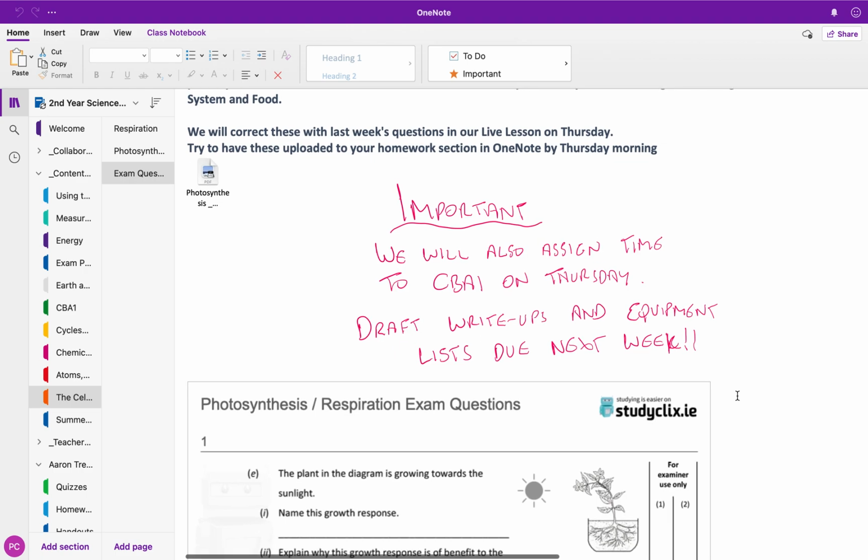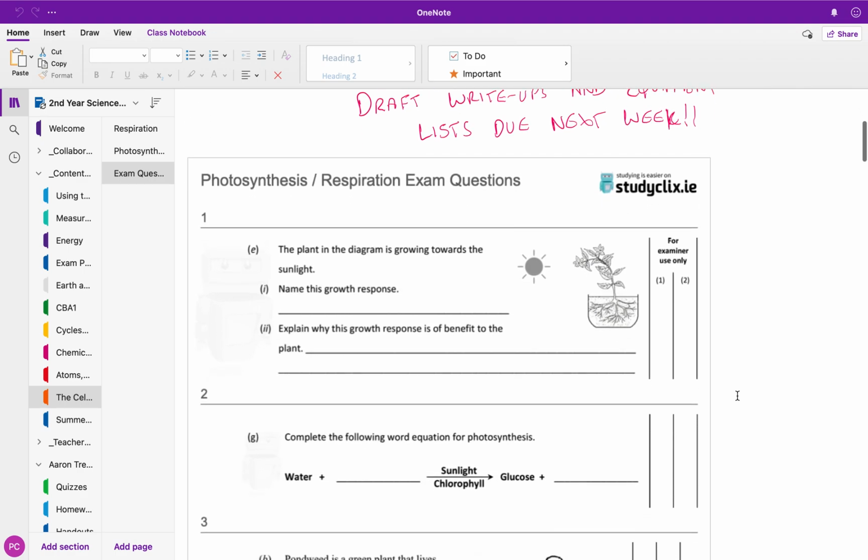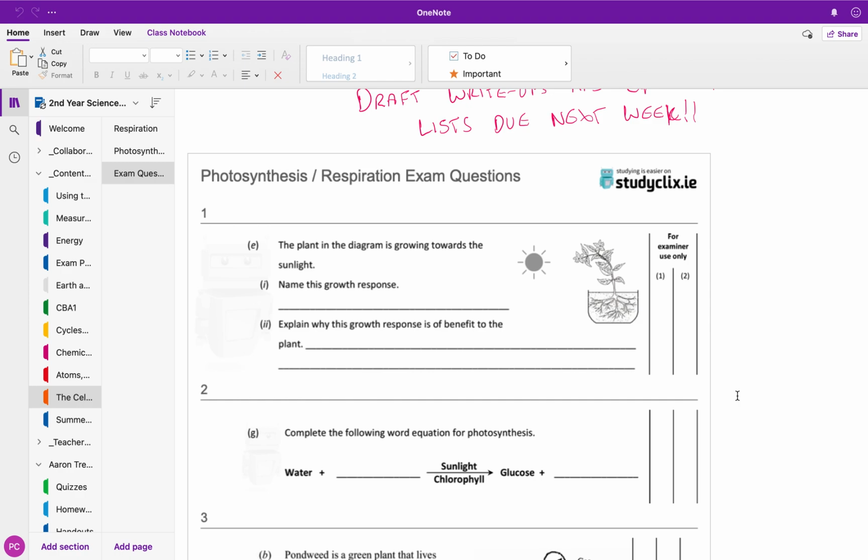Okay, so that's Thursday. So what are you doing when you finish watching this video? You're making sure your photosynthesis questions are in your homework folder. Then you're going to go down here, copy this diagram into the homework section of your OneNote and answer them there, or write the answers into your copy and take a picture of your answers or paste it into the homework section of your OneNote.